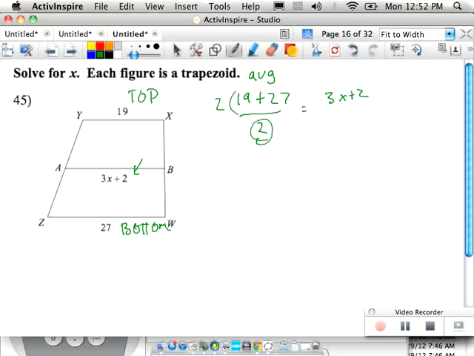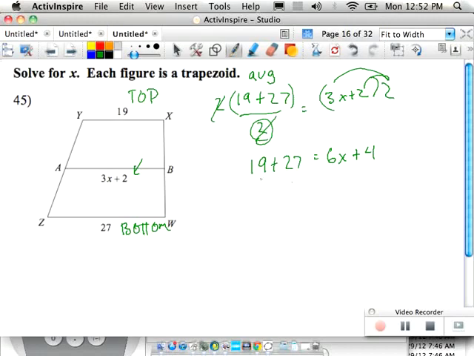Now to get rid of this denominator of 2, I'm going to multiply both sides by 2. That simplifies the left side to just 19 plus 27. And on the right side, I'm going to have 6x plus 4 if I distribute that 2. Did I have to do it that way? No, but that's just probably the way that we're most consistent with. I like to get rid of those denominators first.